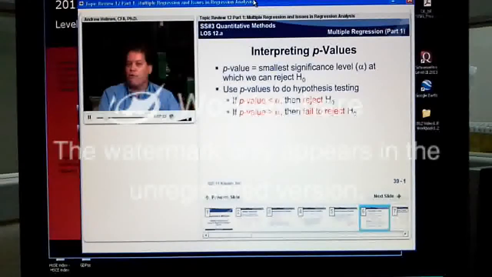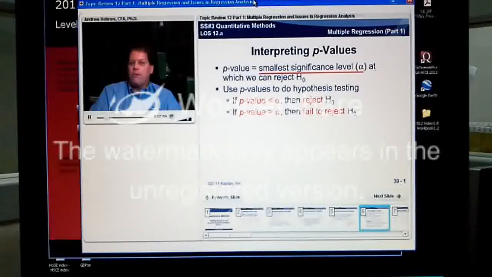And p-values are very easy to use. They may be a little harder for some candidates to understand. But what this says is, we want to test whether or not this coefficient is significantly different from 0. So that's what we did with the hypothesis test. But rather than calculate a test statistic and compare it to the critical value, we're just going to ask, what is the smallest significance level, that is the smallest alpha, or the highest confidence level, at which we would be able to reject H0. Okay, so we're using p-values to do hypothesis testing.